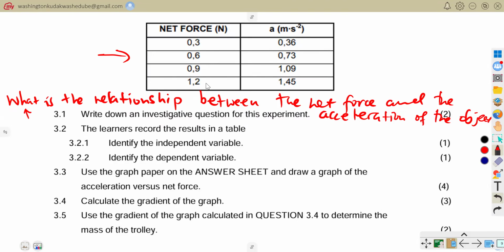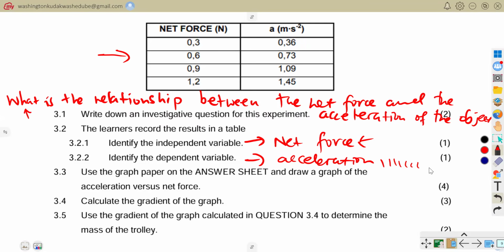What would you identify being the independent variable? As we have already stated, the independent variable is the net force. And then the dependent variable is our acceleration, because we want to vary the net force to see how our acceleration would vary as we vary our net force.